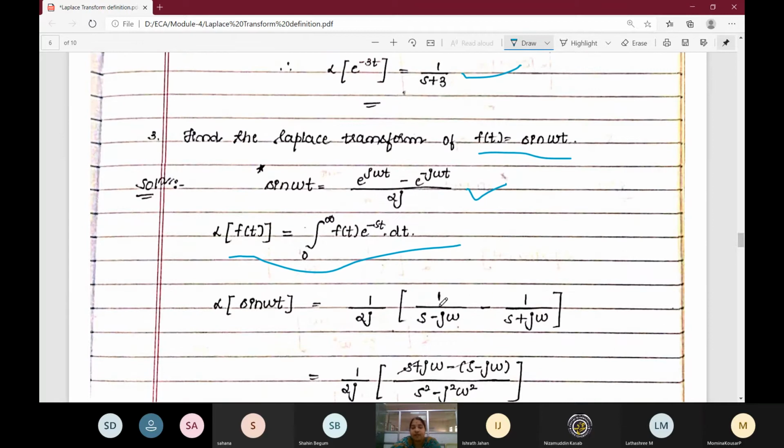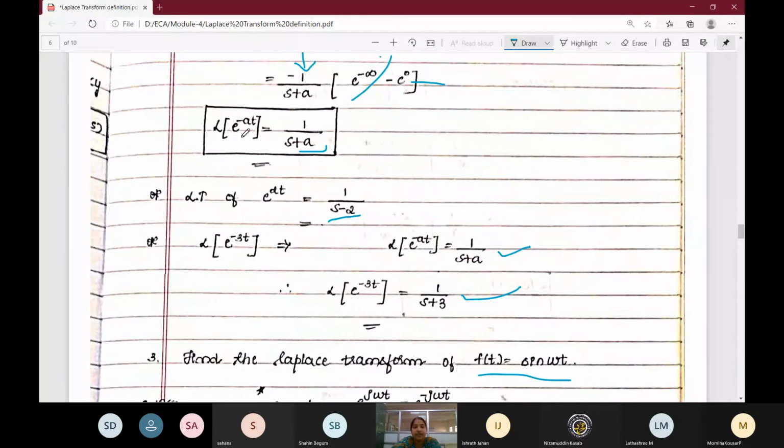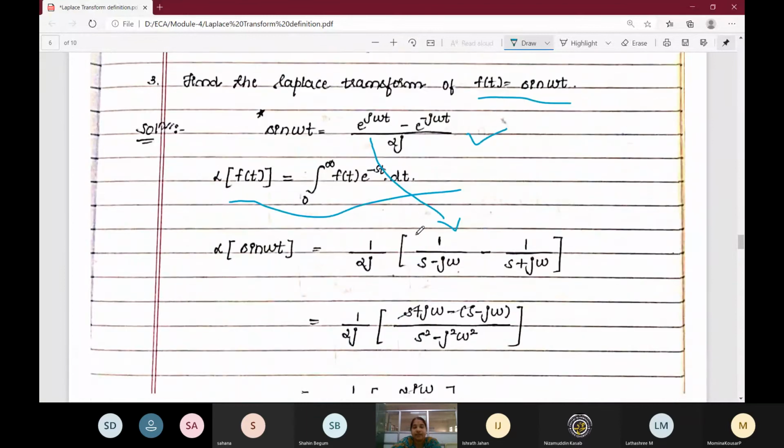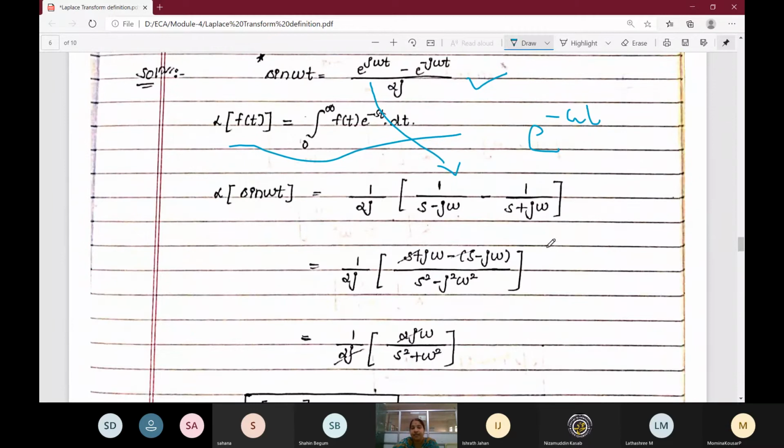So how did we get this? How did we get 1 divided by s minus j omega? It is nothing but the previous example. In the previous definition, e power minus at is 1 divided by s plus a. So here it is j omega. So it will be 1 by s minus j omega, and here it is minus, so it will be plus j omega. Okay, s minus a, s plus a. Same definition is written here, using that standard function. E power minus at we had done previously; e power minus at is 1 divided by s plus a. That definition is used and written.